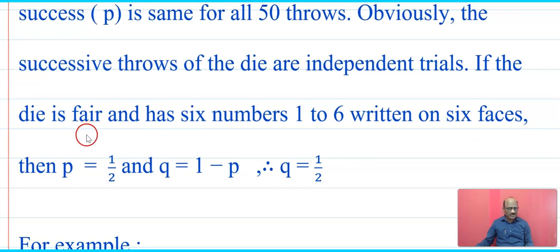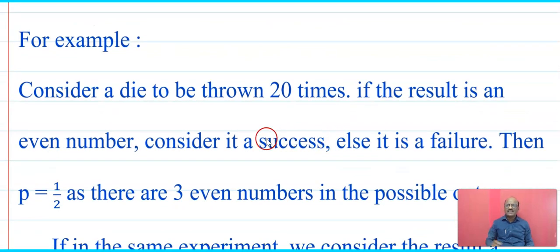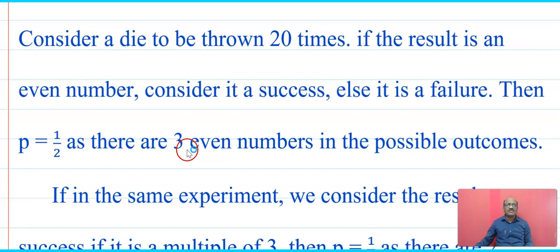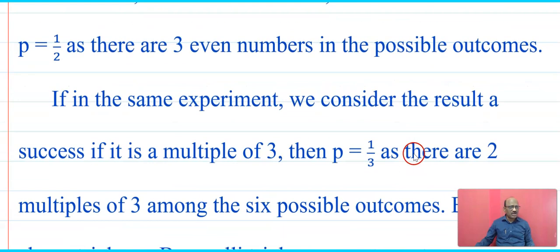If the die is fair and has 6 numbers 1, 2, 3, 4, 5, 6 written on the 6 faces, then the probability of success is 1 upon 2 and the probability of failure is 1 upon 2. For example, consider a die to be thrown 20 times. If the result is an even number, consider it a success, else it is a failure. Odd आला तर failure समझो. Then P is equal to 1 upon 2 as there are 3 even numbers in possible outcomes.